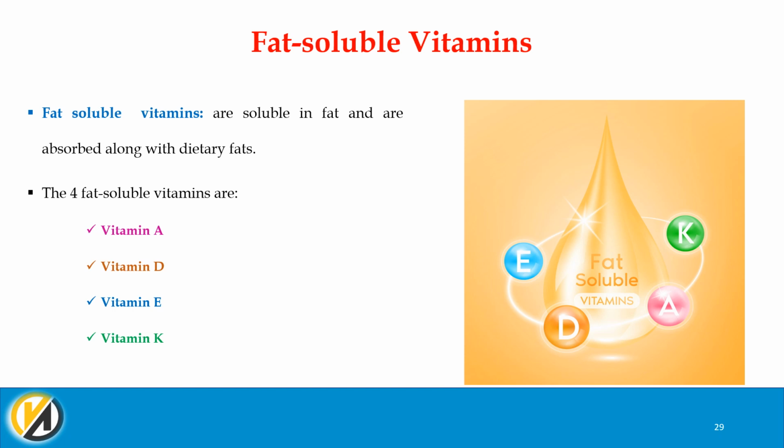Fat-soluble vitamins are soluble in fat and are absorbed along with dietary fats. Without fats, fat-soluble vitamins will not be absorbed into the human body. That's why they are called fat-soluble vitamins. There are 4 fat-soluble vitamins, which include vitamin A, vitamin D, vitamin E, and vitamin K.